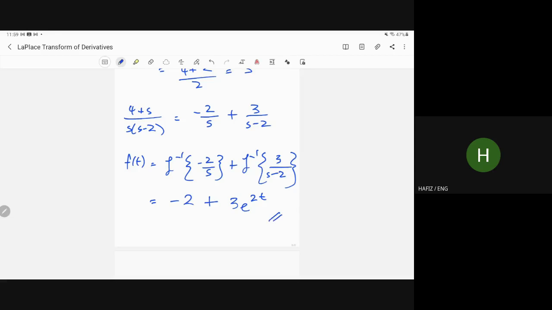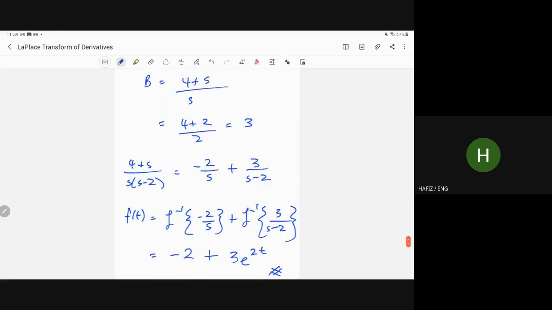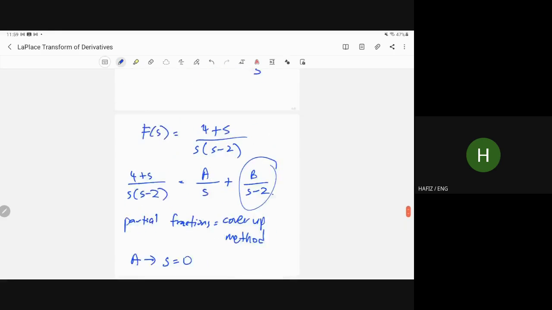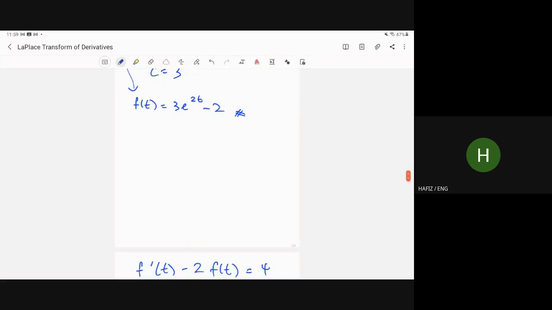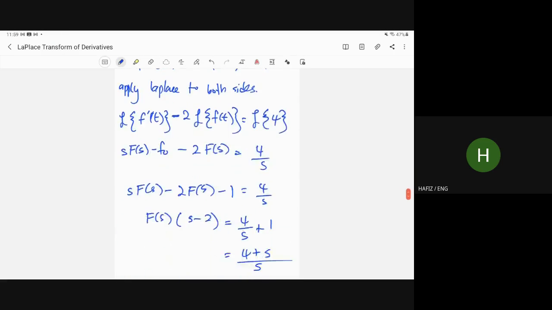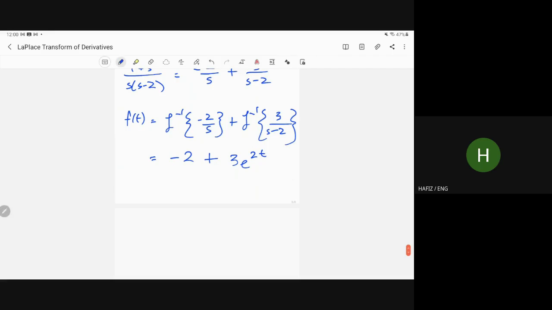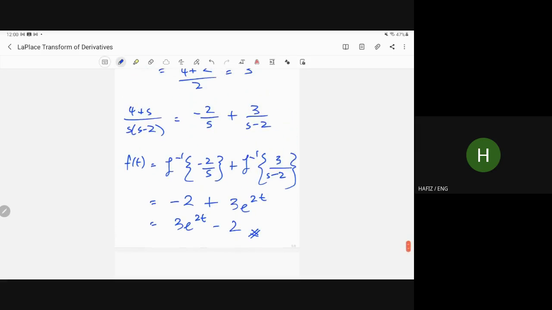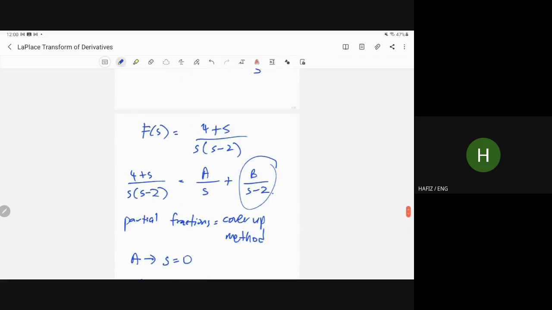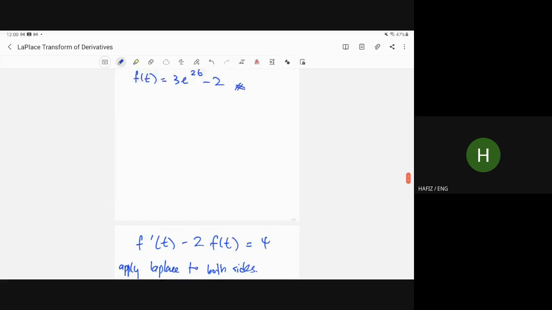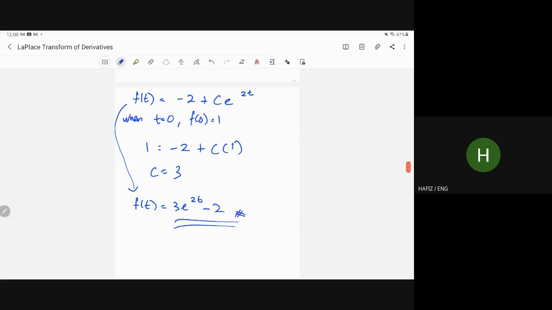Okay, so you compare this with the one that we found through calculus just now. It's the same, I just rearranged it differently. So it equals 3e^t minus 2. Same as the answer from when we used the IF method. Here, 3e^t minus 2.